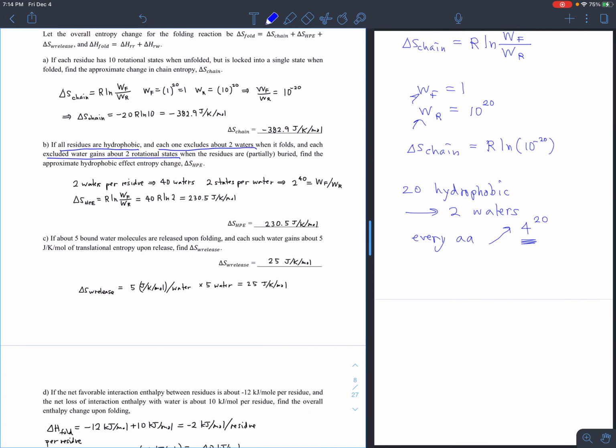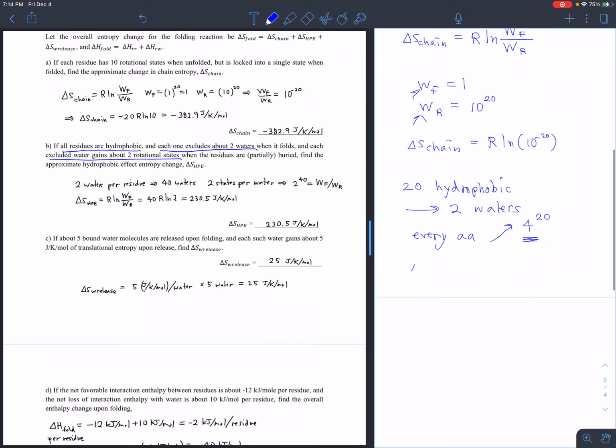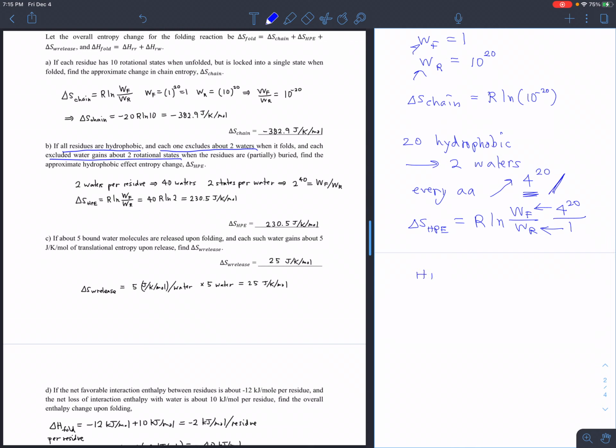So then, what's the delta S contribution in this case? Delta S HPE is going to be equal to R log W folding over W unfolded. This is the gain, so WF is 4 to the 20 over just 1 for W unfolded. And so delta S HPE is equal to R log 4 to the 20th power. And the rest is arithmetic. Let's just make sure I haven't made a mistake. No, that looks right. I did it a little differently here.